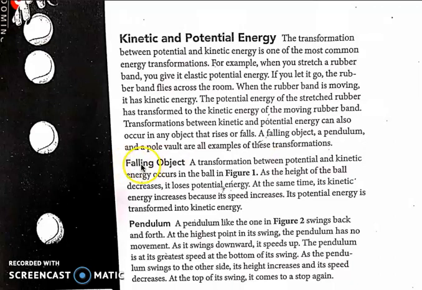Here we go. Falling object. A transformation or change between potential and kinetic energy occurs in the ball in figure 1. Look at the ball here, where you see a hand. Someone was holding the ball and then they let it go and it fell. As the height of the ball decreases or goes down, it loses potential energy. At the same time, its kinetic energy increases because its speed increases. Okay, its potential energy is transformed into kinetic energy.